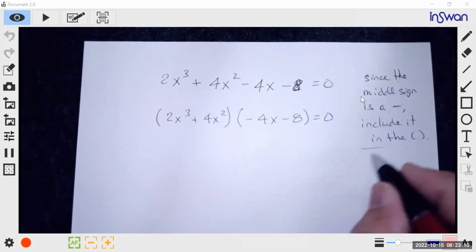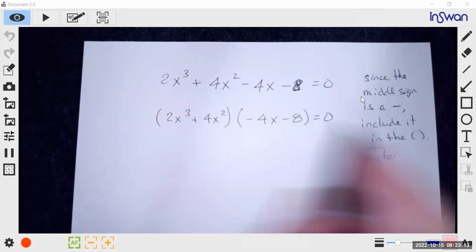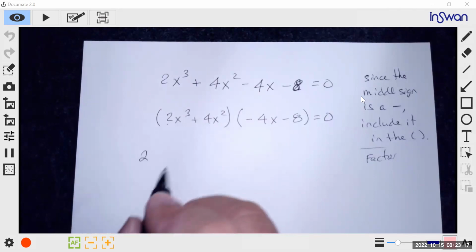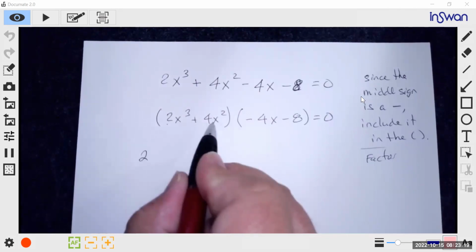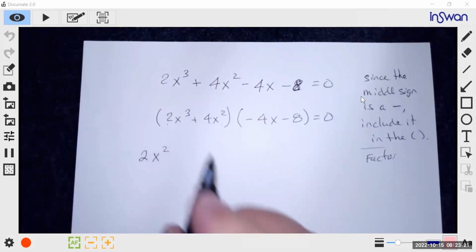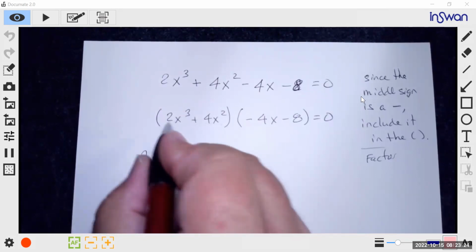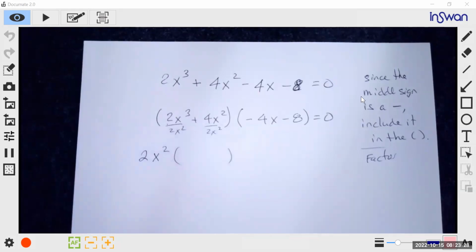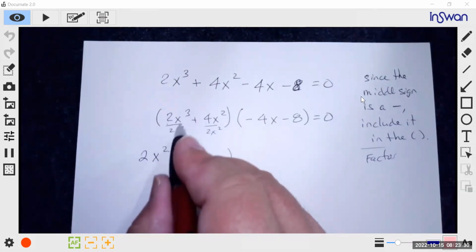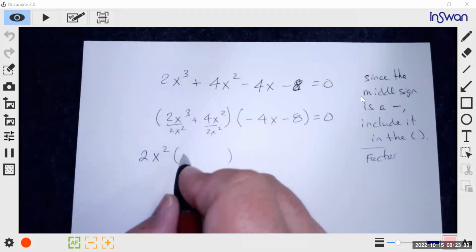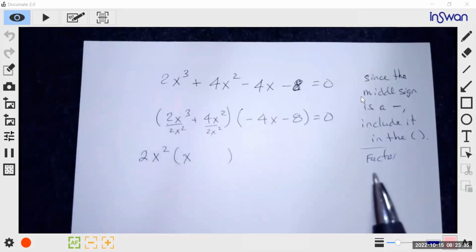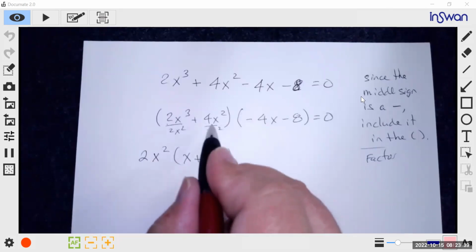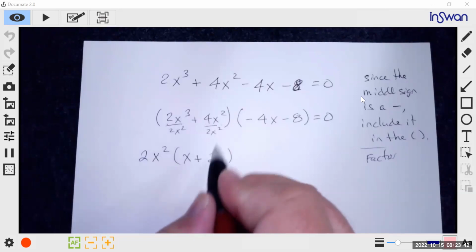Now factor. What do these two have in common? They both have a 2, and they both have 2 x's, x squared. 2x squared, 2x squared. So the 2's cancel. 3 x's take away 2, only have 1 left. Four divided by 2 is 2, x squared is cancel.